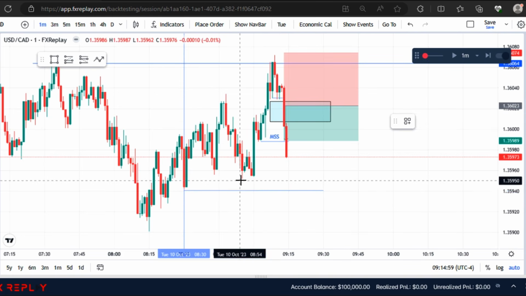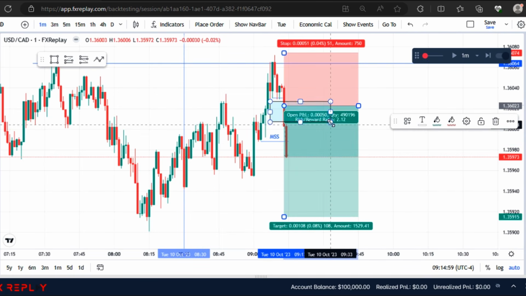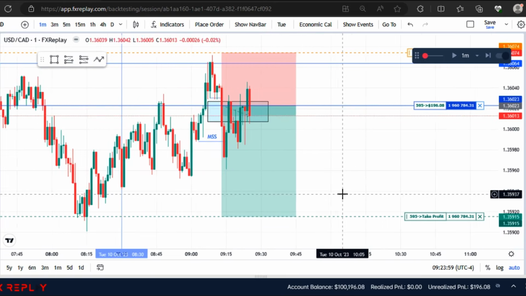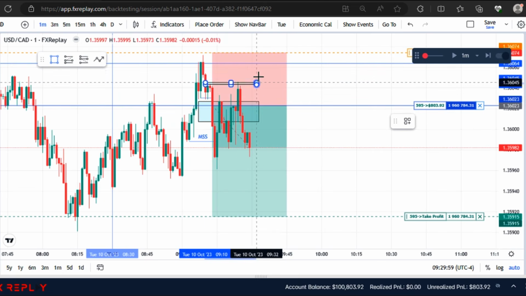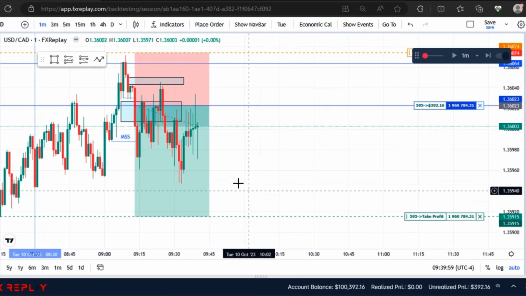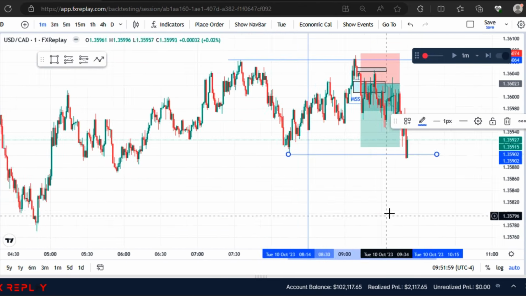For target, we can target all of these lows. I will go for the classic 1-to-2 risk to reward ratio. Let's see how this trade plays out. We got our entry right away. You can see we also could have taken entry into this fair value gap, but I wasn't certain about that. After that, price slipped down to our take profit, making it a beautiful trade.